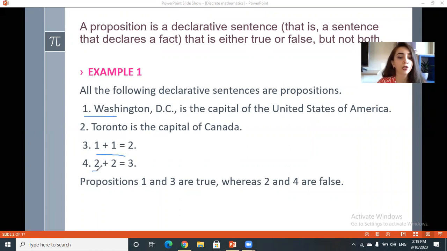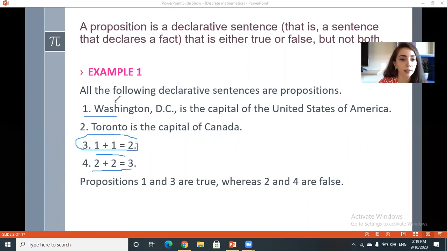And 2 + 2 is 3. So let's find out. Are these declarative sentences propositions or not? Are they true or not? Washington is the capital of the United States. So this is true. And the third one, 1 + 1 is 2. Yes, this is also true. So the third one and the first one are true.